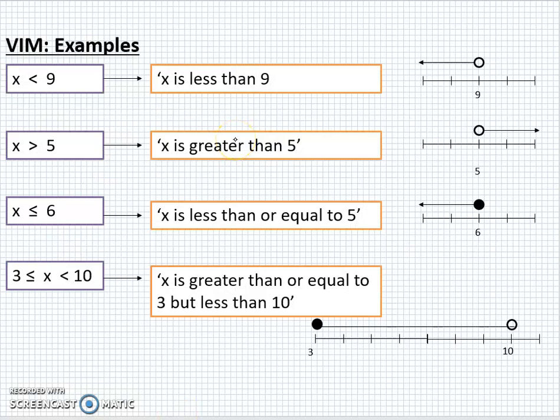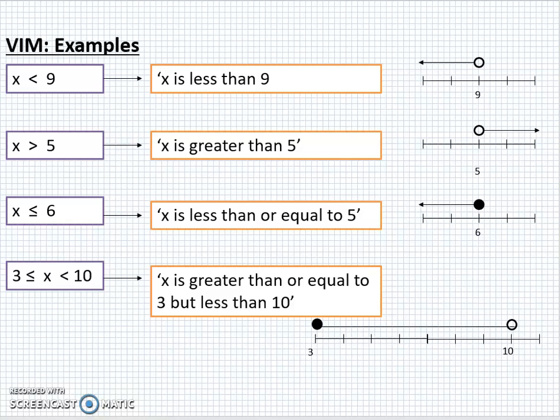So here are some examples when you are drawing a number line. So this is our inequality. That means x is less than 9. If we were to draw that on a number line, it would be a hollow circle with an arrow going that way because x is less than 9. Here we've got x is greater than 5. To draw that, you'd have a hollow circle again, and the arrow is going this way.